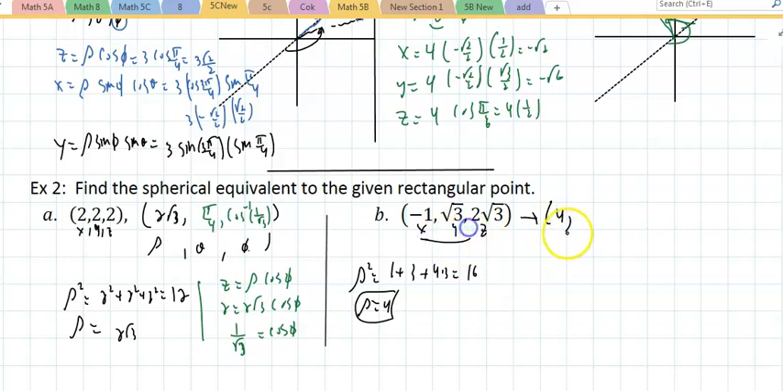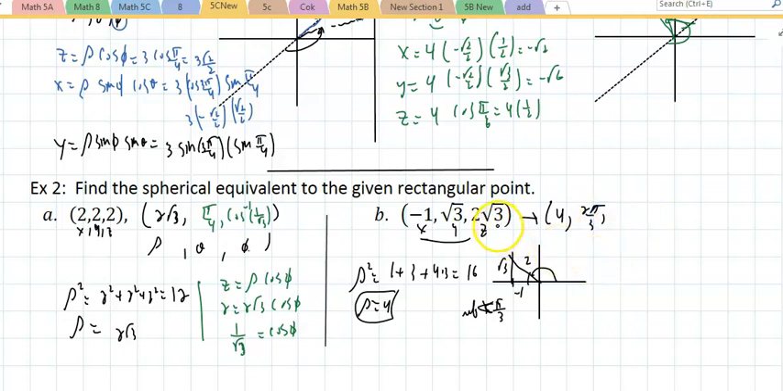Theta. If I take the x and the y, I am moving -1, radical 3, which indicates a reference angle of, this is a 2, of course, for this to work, pi over 3, and I would like to know in the spherical quadrant it is 2 pi over 3. Got it?